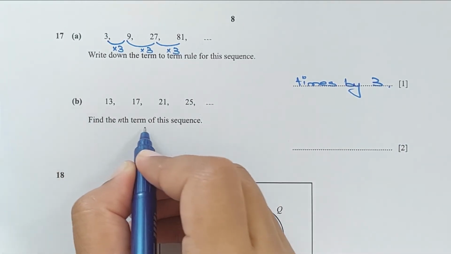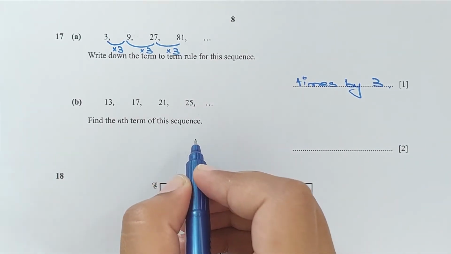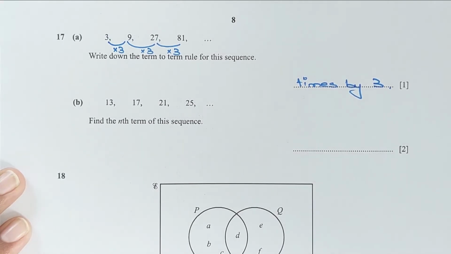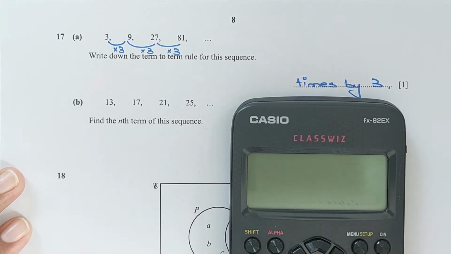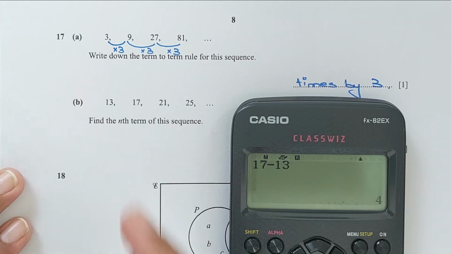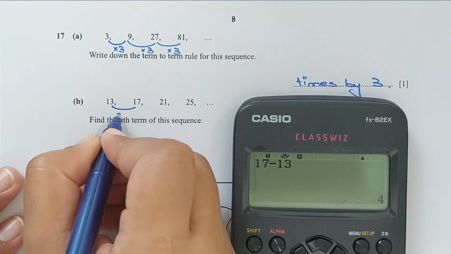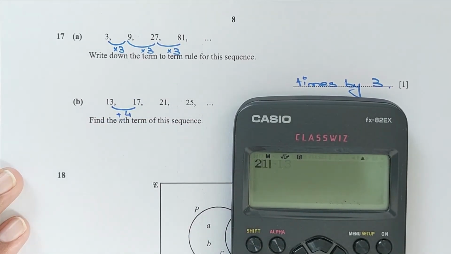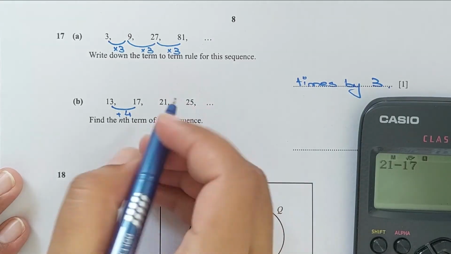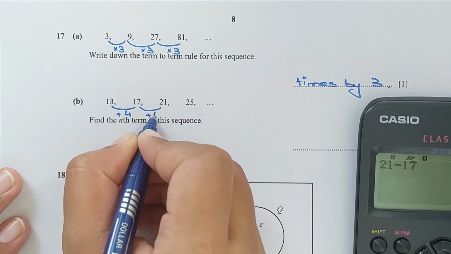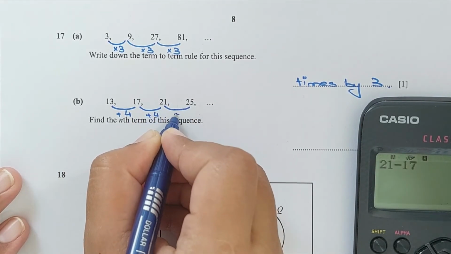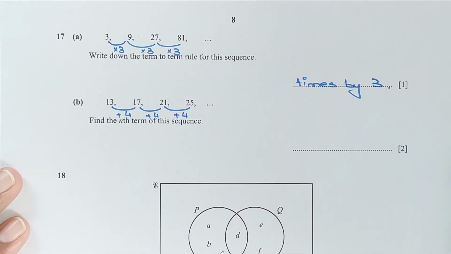Part B, find the nth term of this sequence. All right. So for nth term, first we need to find the difference between the terms. 17 minus 13, which is 4. Adding 4. 21 minus 17 is again adding 4. And 21 and 25 is adding 4. So we have to add 4.